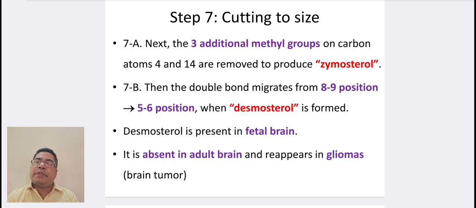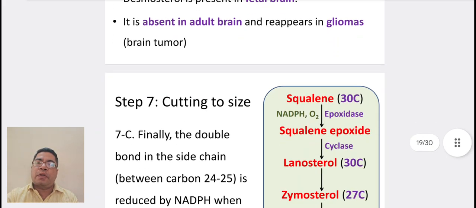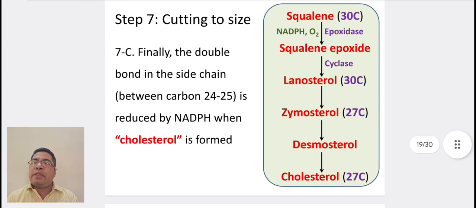Desmosterol is present in fetal brain, but it is absent in the adult brain and it reappears in the gliomas. Then finally, the double bond in the side chain between carbon 24 and 25 is reduced by NADPH when cholesterol is formed. In the diagram we can see squalene is converted into squalene epoxide, then into lanosterol, then into zymosterol, then desmosterol and finally into cholesterol.